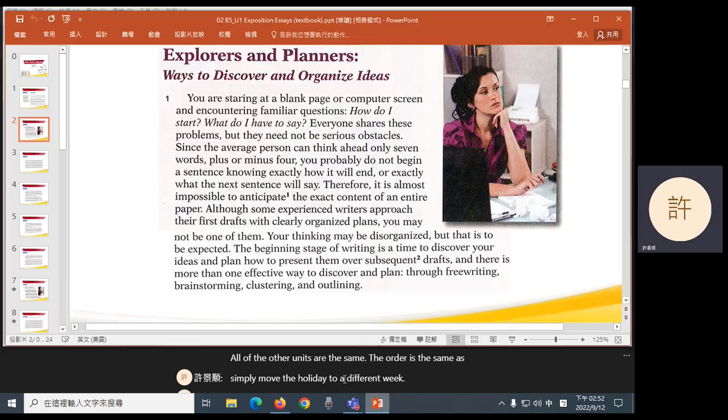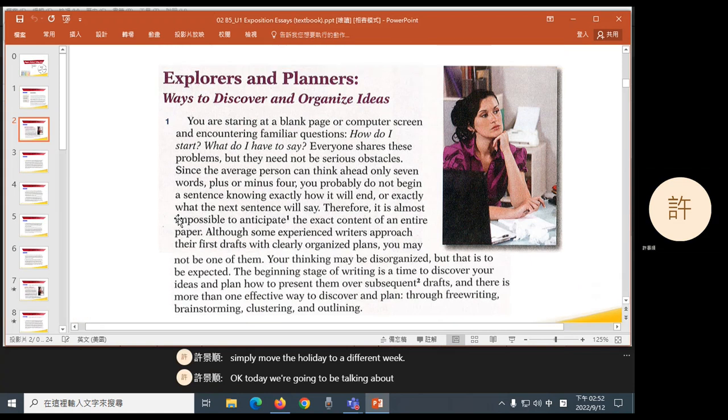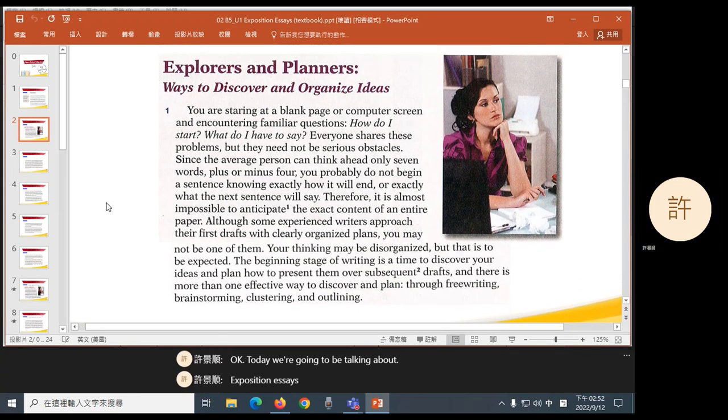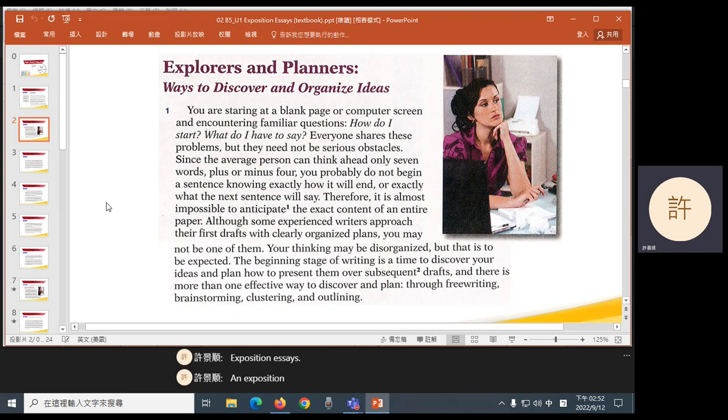Okay, today we're going to be talking about exposition essays. An exposition essay is simply an essay to introduce something or explain something to your reader. It has three parts: an introduction, an explanation, and a conclusion. Let's talk about the first and third parts, and then I'll talk about the explanation.